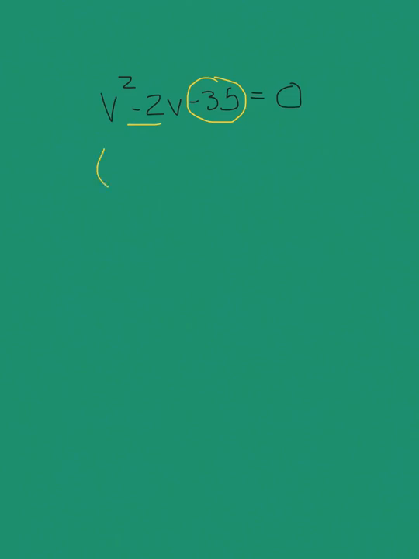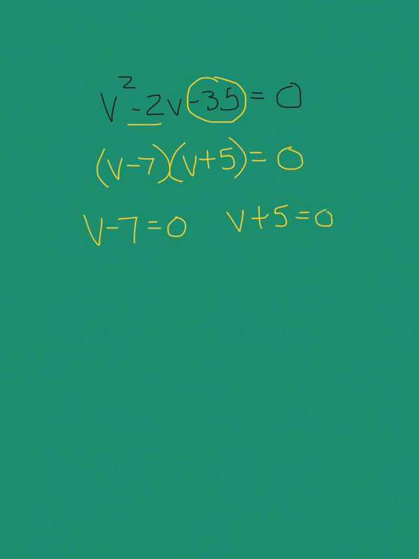Well, you make your list of numbers, and you're going to end up with v minus 7 and v plus 5. You're all very good at this point of factoring, so I'm not going to waste your time with that. And then all you would do is take each piece, set it equal to 0, add 7 to both sides over here, subtract 5 from both sides over here, and you have your two solutions.